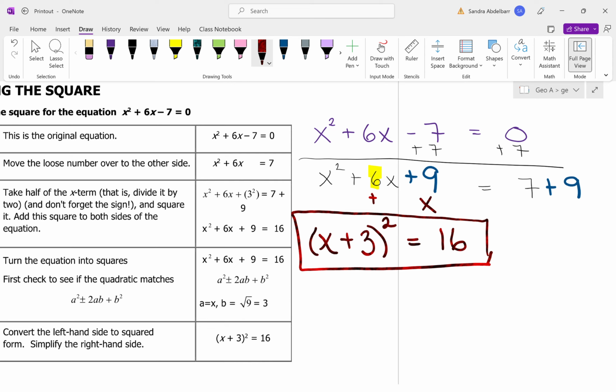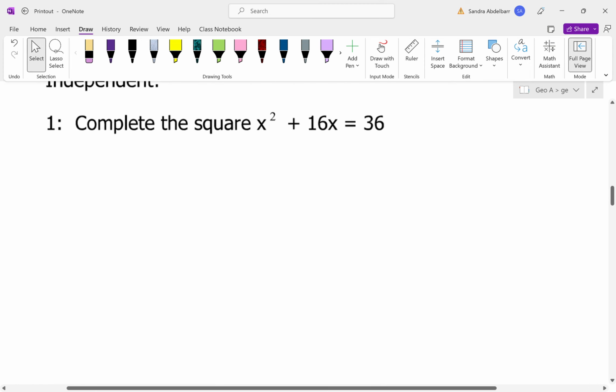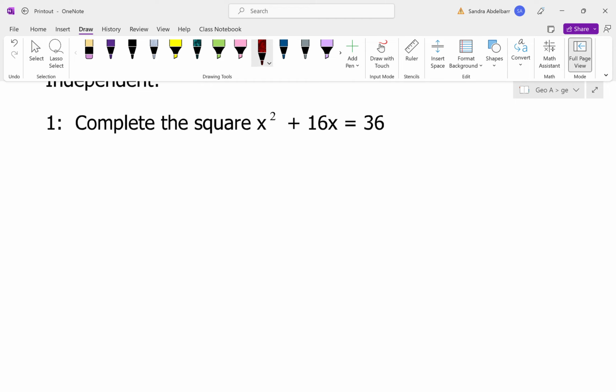Are we ready to do another one? Okay. It says independent, but I'm going to do it with you. What have I already done for you? I've already moved that 36 over. I've already moved the constant term over. Because remember, we want all the x's on one side, anything without a variable going to the other side. So here we're going to have x squared plus 16x, I'm leaving some space there, equals 36.